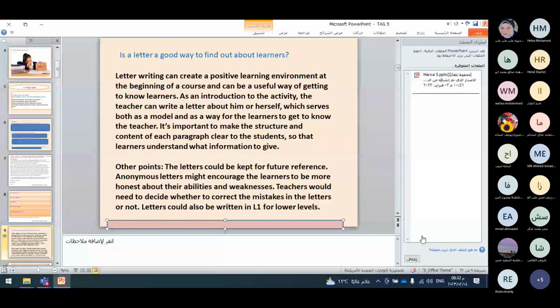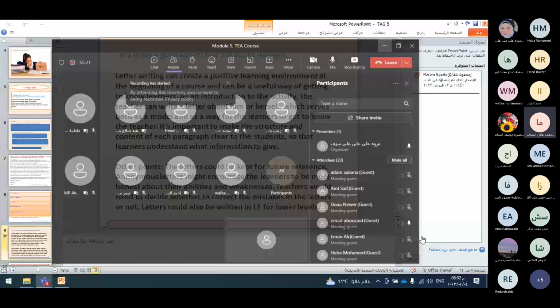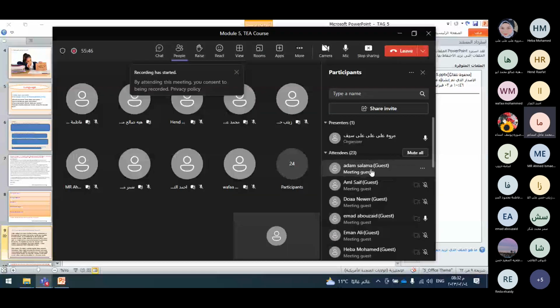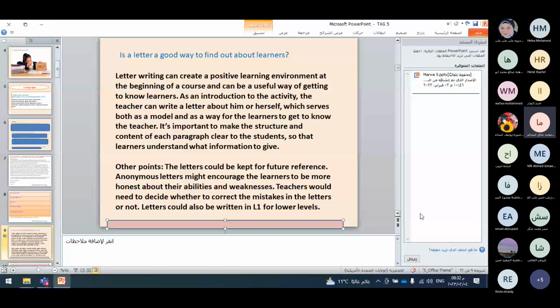Okay, very good. Thank you, Miss Hiba. This is wonderful. Another idea, I just need one more idea. Yes, go ahead. Using letters is a very good way to know about my learners, as my learners will talk about everything they want to tell me about.